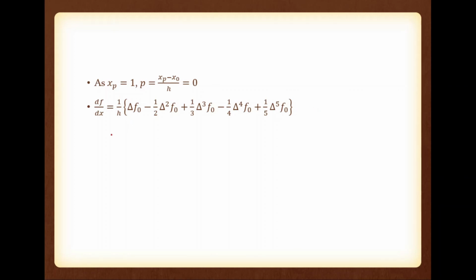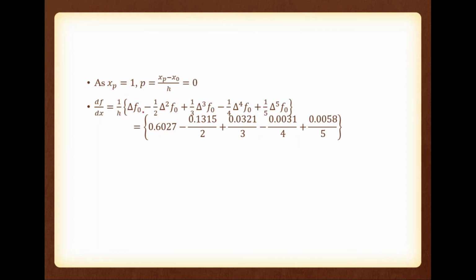So now we can substitute the value. What is h? h equal to 1. So df by dx is equal to 1 by 1 into delta f0, which is 0.6027, minus 1 by 2 into delta square f0, which is 0.1315, plus 1 by 3 into delta cube f0, which is 0.0321, minus 1 by 4 into delta raised to 4 f0, which is 0.0031, plus 1 by 5 into delta raised to 5 f0, which is 0.0058.